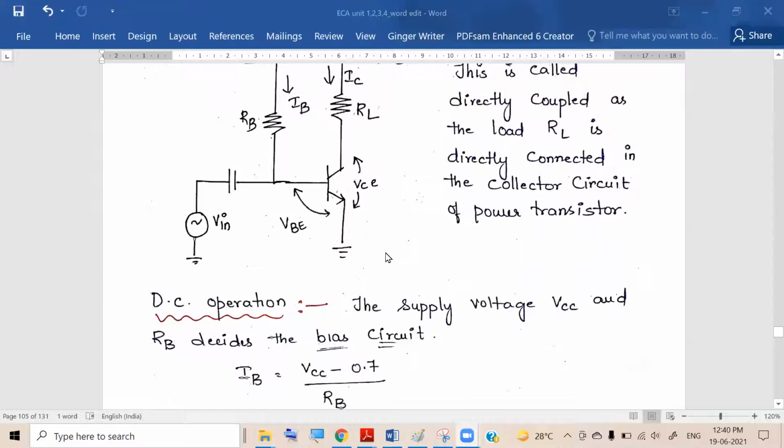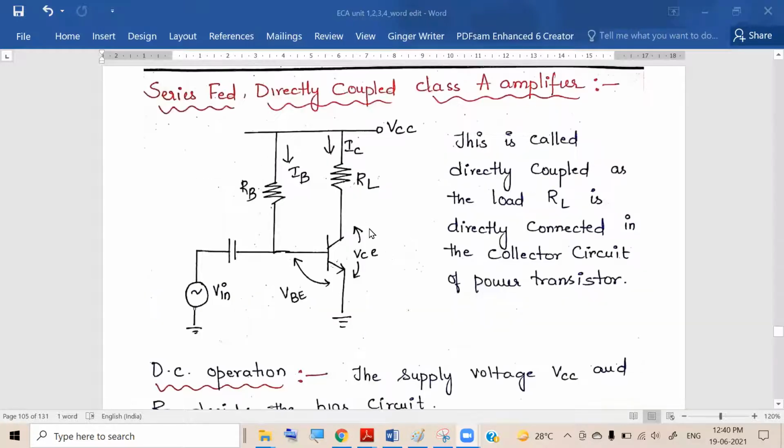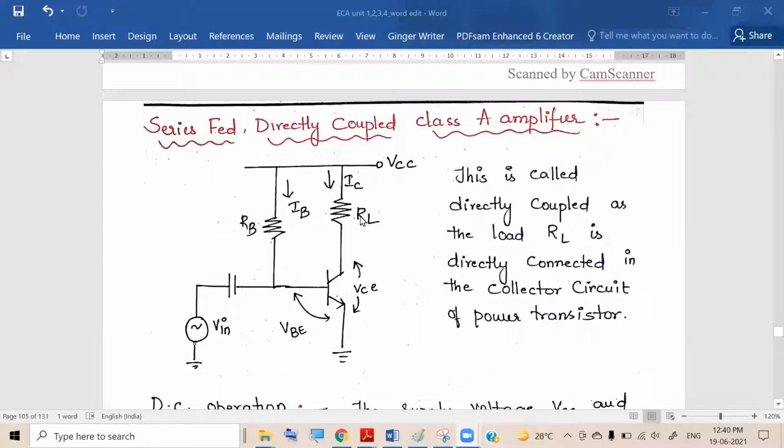So prior to giving the input signal, we are fixing some voltages and currents through the transistor. Why this biasing? For a transistor to act as an amplifier, the input junction, the emitter base junction, should be forward biased, and the collector base junction should be reverse biased.